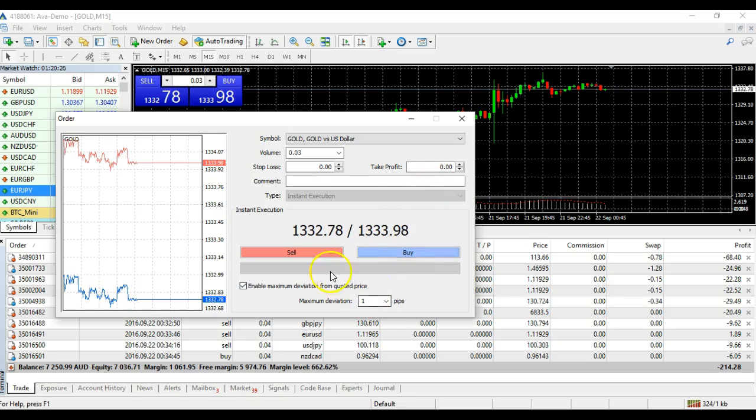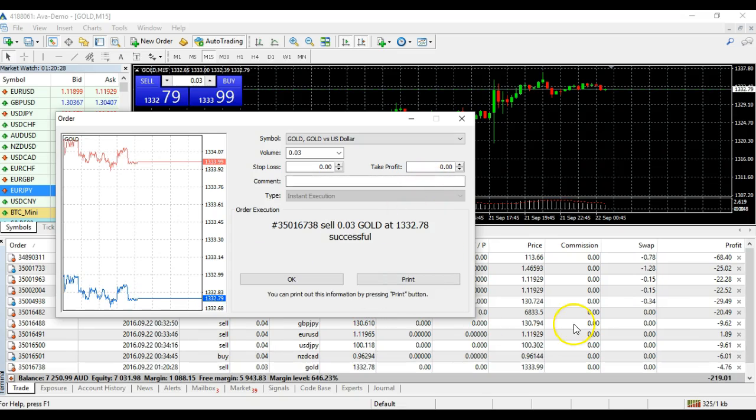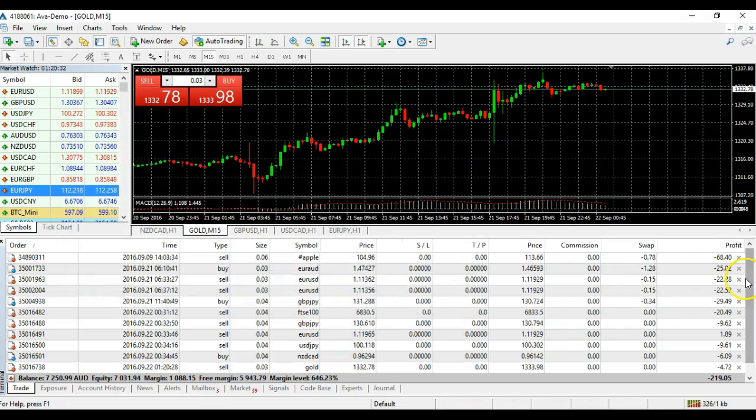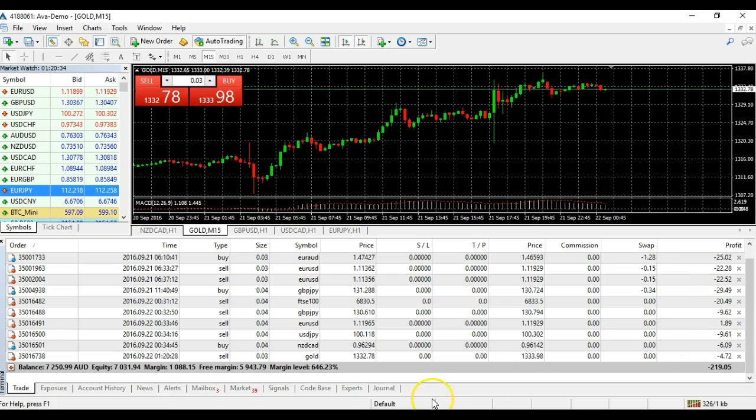Now I'm going to make a trade, which is going down, and it will show up here. Okay. Here's the position. It's just been opened. Gold, as you can see. It cost me $4. Very small margin.